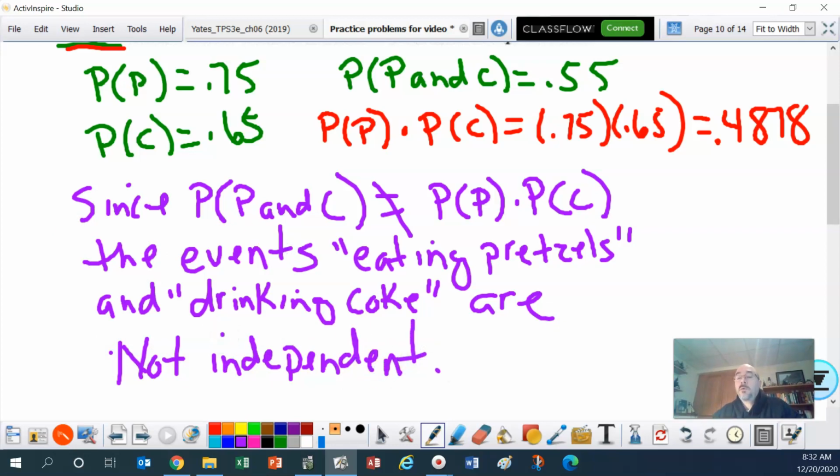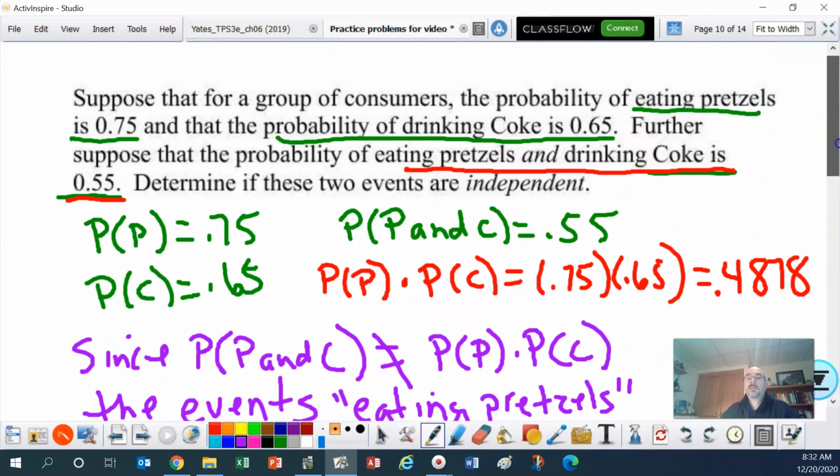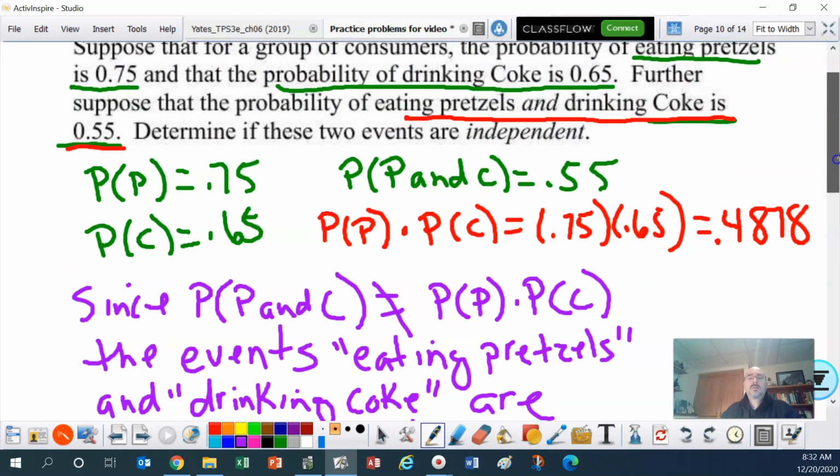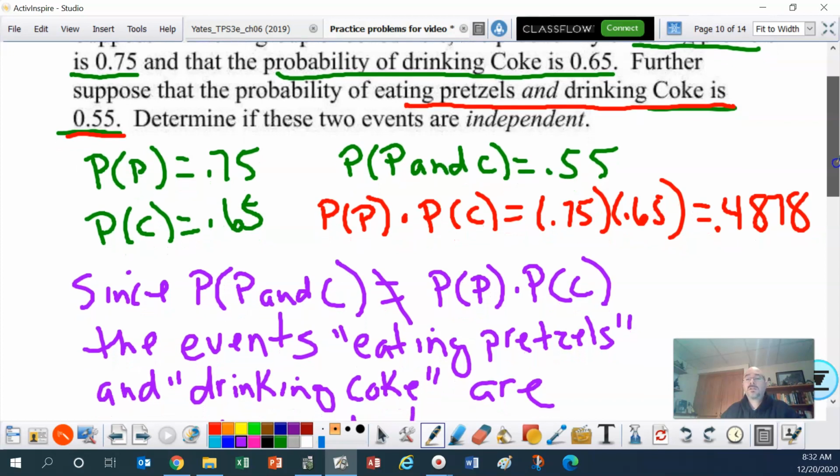If they were equal to each other, then we could say they're independent. But since they do not equal each other, they are not independent. Okay, think through that. Listen to it again. You're definitely going to have one of these on your test.